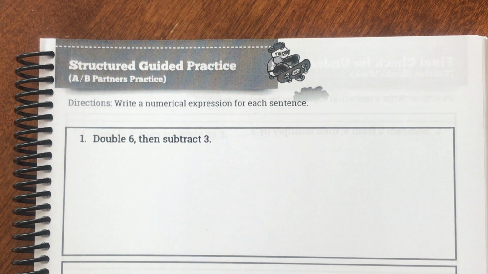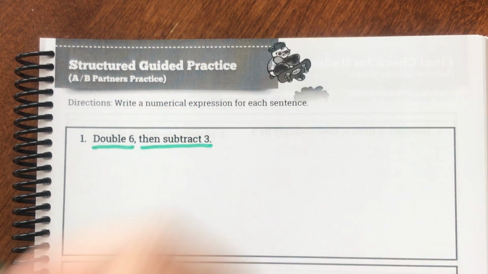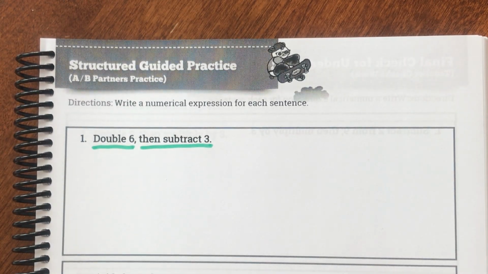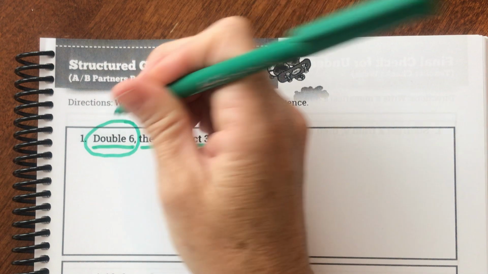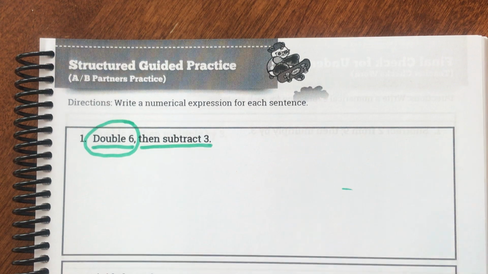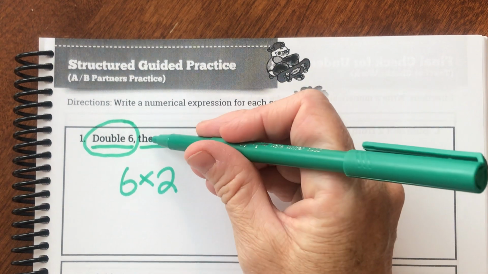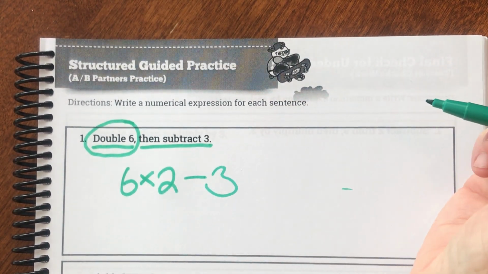Okay, so what are our two parts? We have double six, then subtract three. Okay, what do we need to do first here? We wanna circle what has to happen. And hopefully we see it's gonna be that, because then tells me this is after. So this is what I want to happen first. So we're gonna double six first. Double six, when you say double something, it usually means you're gonna multiply by two. You could also use repeated addition and do six plus six, but I'm gonna do times two. So six times two, then subtract three.